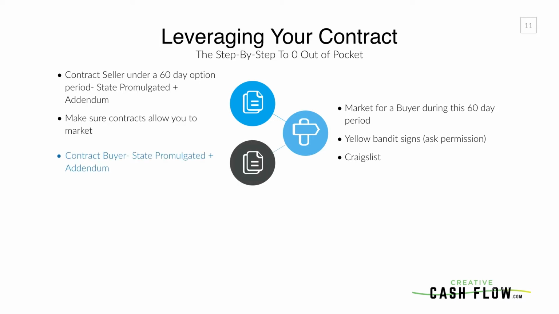After you put your marketing out there and you find your buyer, you're going to contract that buyer again with the state promulgated form and again with an addendum. Now this addendum is typically pretty similar to your addendum that you used on your acquisition, but there's going to be a few little changes here and there. So you just want to again make sure that you're using the right contracts on both acquisition and disposition, and you're going to contract that buyer.